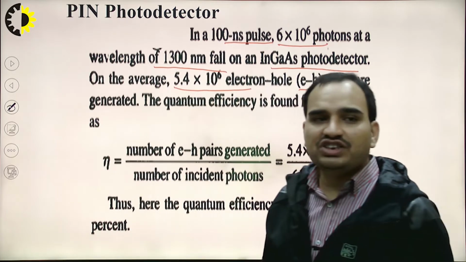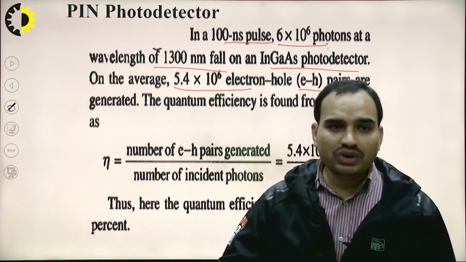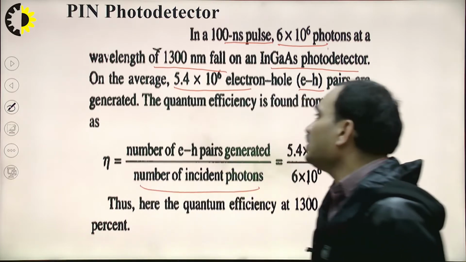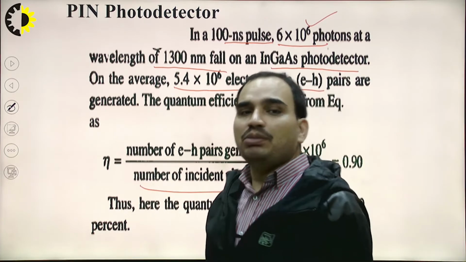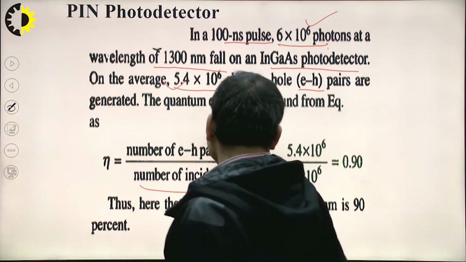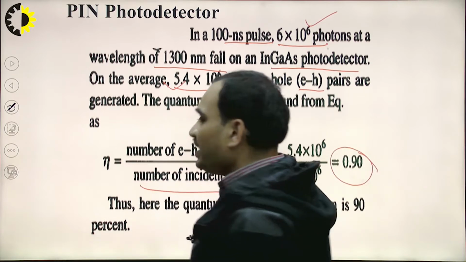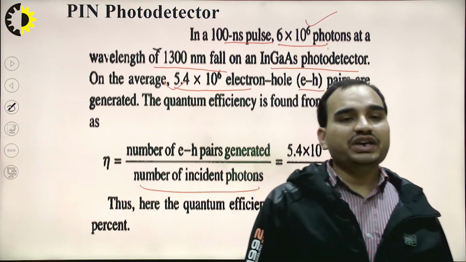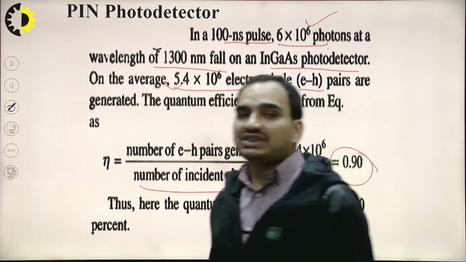The quantum efficiency is given by the number of electron-hole pairs generated, which is the output, divided by the number of incident photons, which is the input. The number of incident photons is 6 × 10^6, and the number of electron-hole pairs generated is 5.4 × 10^6. Taking the ratio of these two, we get an efficiency of 0.9, or 90%. So the quantum efficiency at a wavelength of 1300 nanometers is 90%.